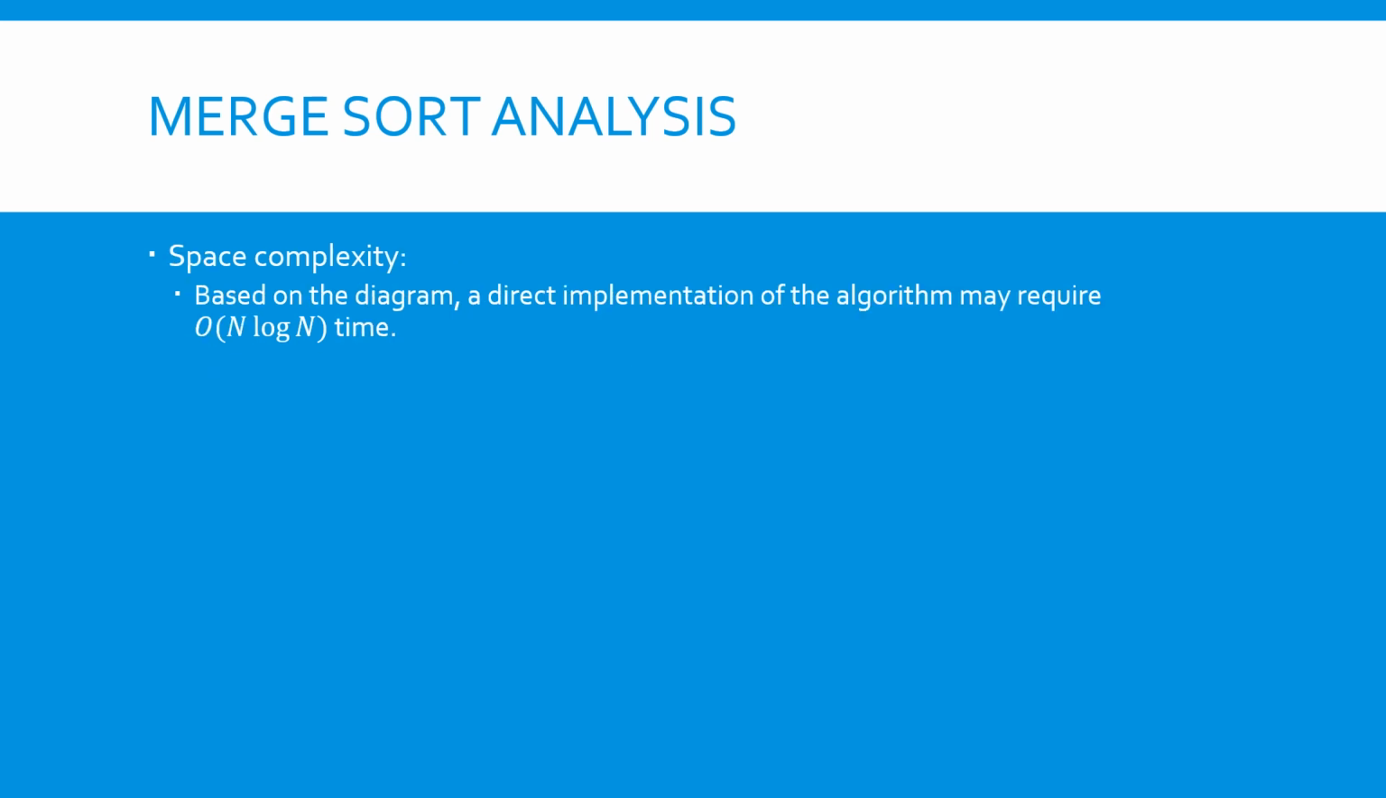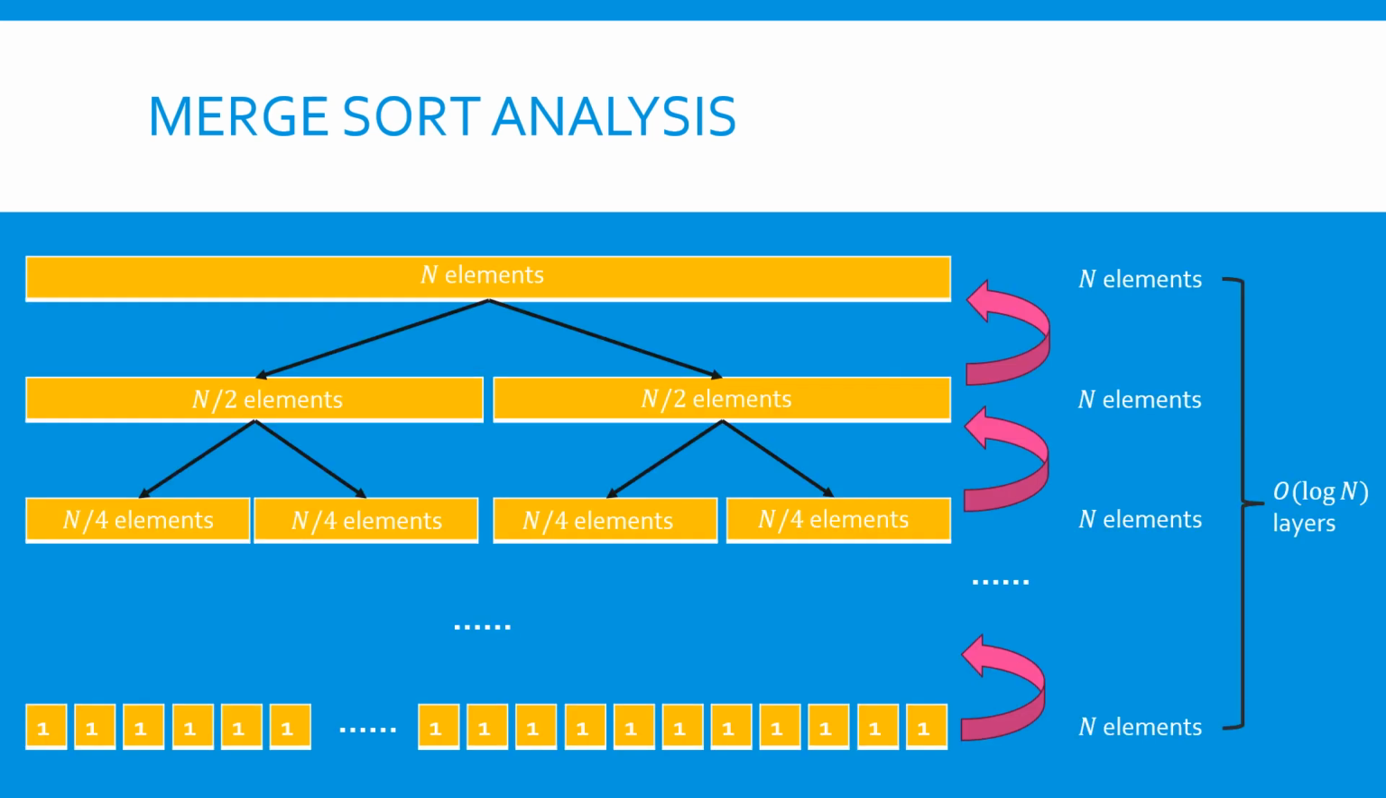Now, let's analyze the space complexity. We can see that a direct implementation of the algorithm based on the diagram would need O(n log n) space. This is because we have O(log n) layers and O(n) elements in each layer. However, note that after the merge procedure, its two input lists will not be accessed anymore and can be released or overwritten.